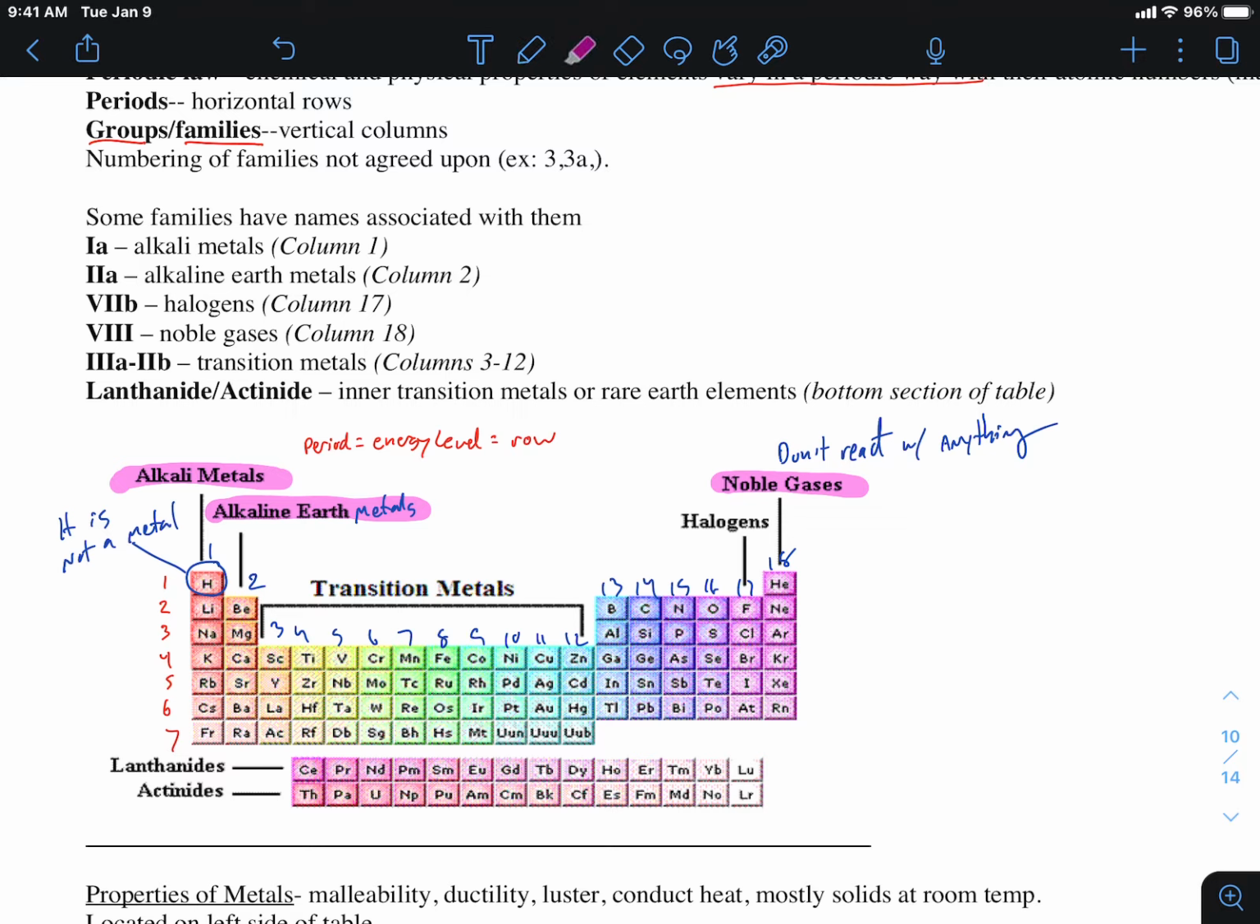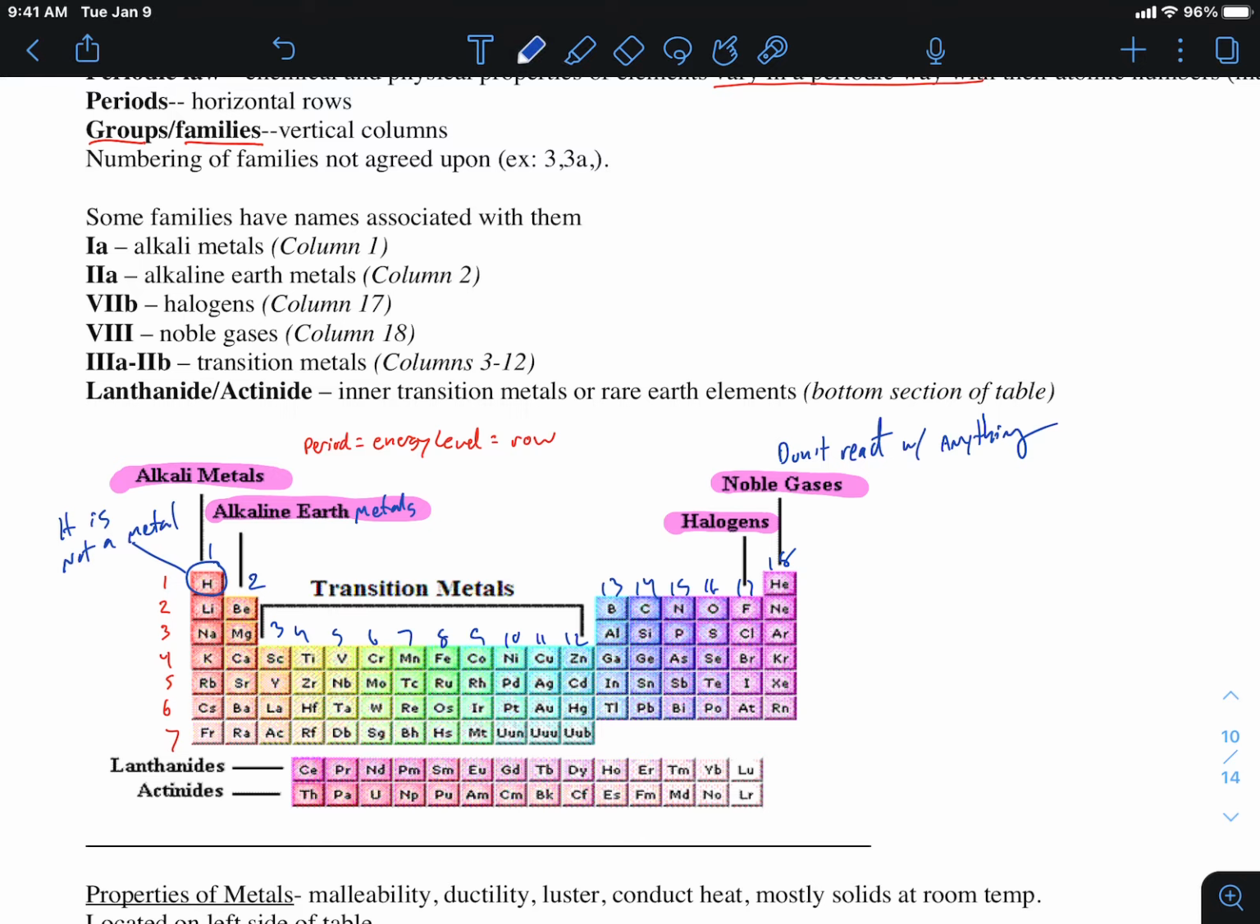Okay? And then the second to last column is called the halogens. You might have heard this term because of a halogen light, right? Fluorine, chlorine, bromine, iodine, astatine.